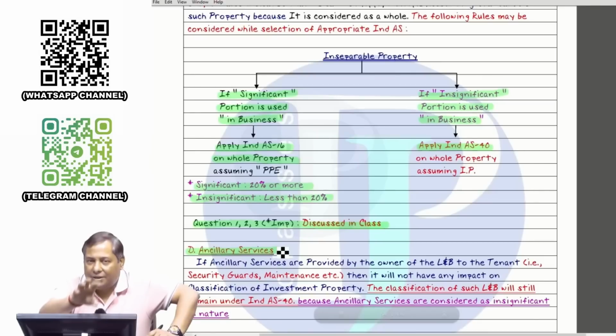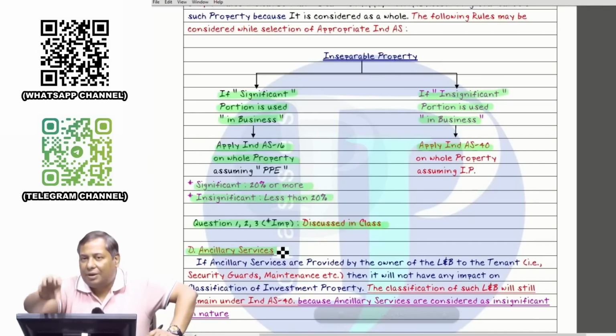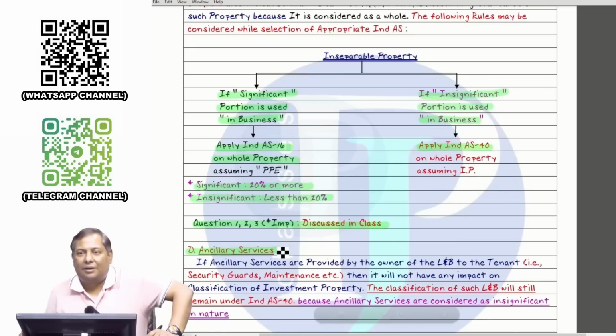A hotel is a business. So always classify hotels in 16 PPE. We didn't even talk about it. So don't bring hotels into IP.